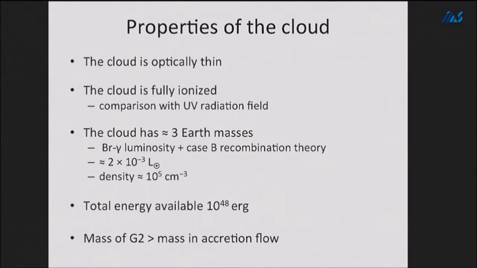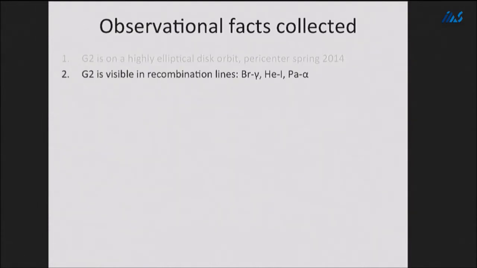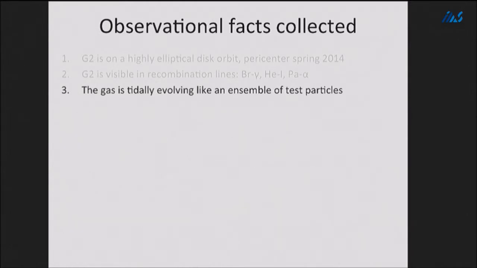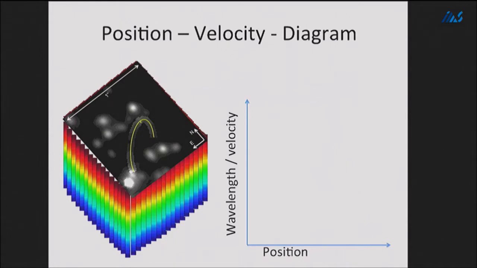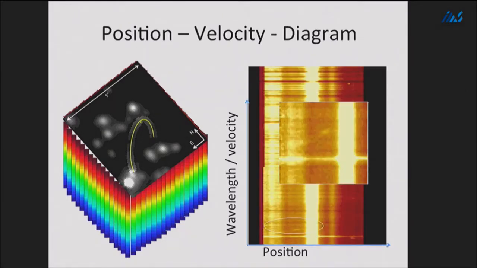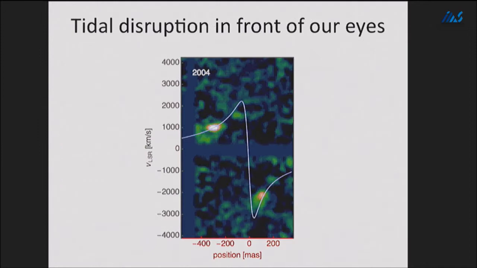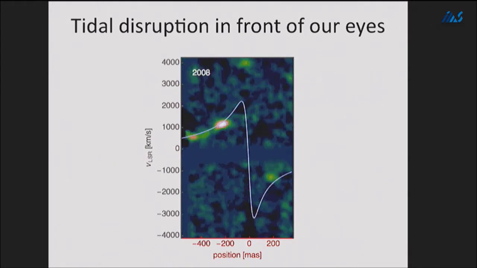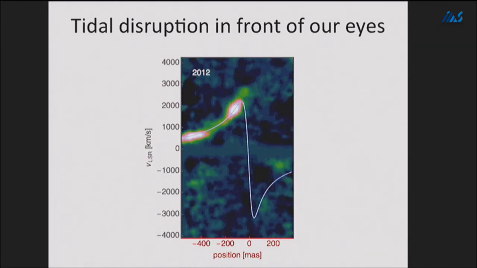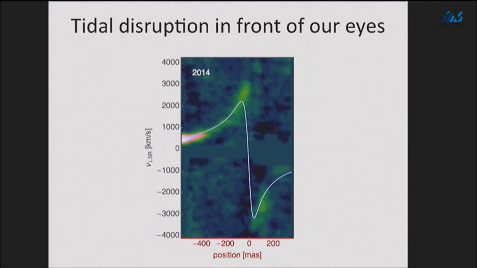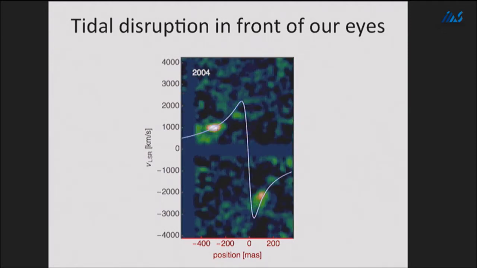And the mass of G2 is actually larger than the mass in the accretion flow, if you restrict the accretion flow to the pericenter distance of G2. So, moving on: the gas is tidally evolving like an ensemble of test particles. You remember these position velocity diagrams where you look for that line, and then you can create this 9-frame movie, where you can see beautifully how the gas is getting stretched and then swinging over onto the other side. The movie doesn't continue yet, but of course we have applied for observing time in 2016 to do that.